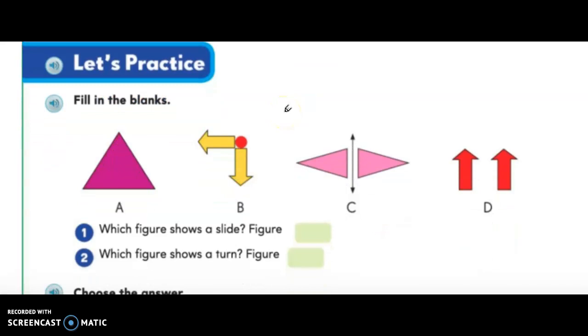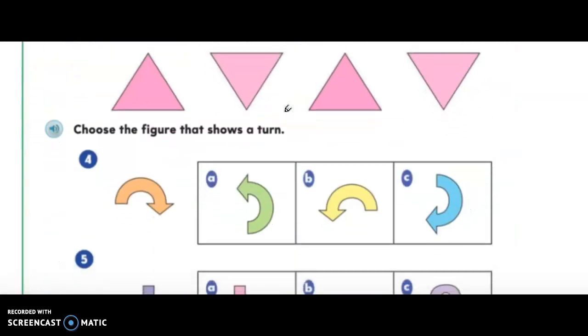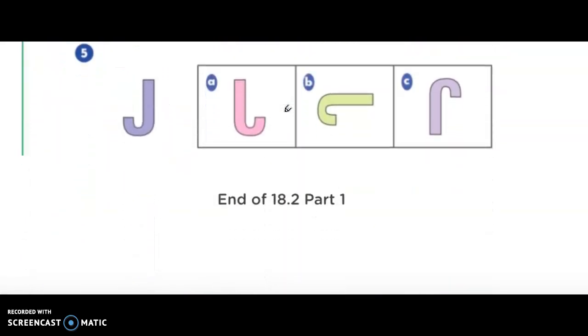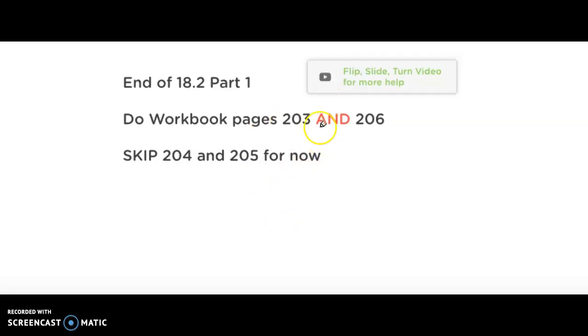So you are going to be doing the let's practice, which is on the next slide. It looks like this. And this is the end of 18.2 part 1. Now, for workbook pages, you're doing pages 203 and 206. So you're skipping page 204 and 205 for now. And there also is an additional video on here for you to watch if you would like some more practice about slides, flips, and turns. Okay? Take your time, do your best, and remember to raise your hand once you are finished.